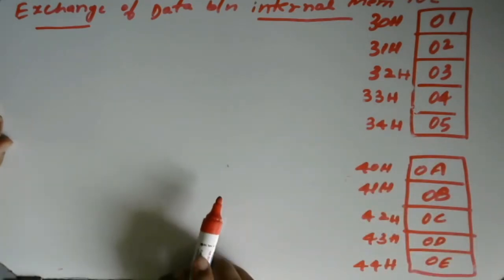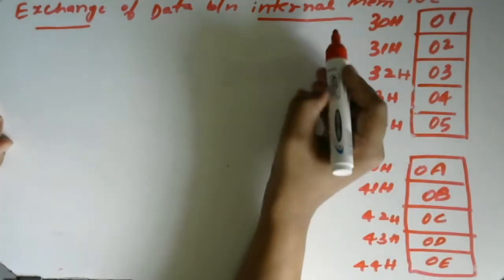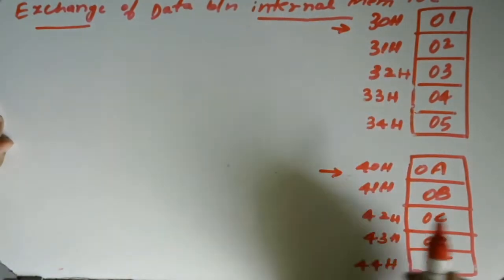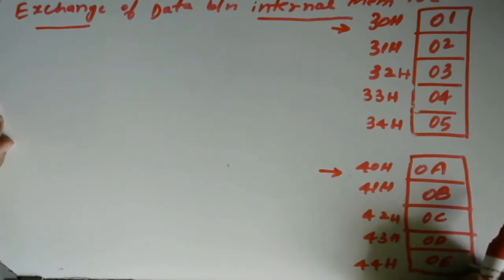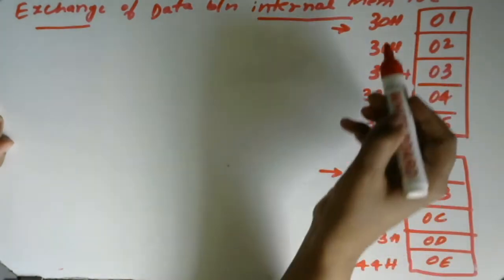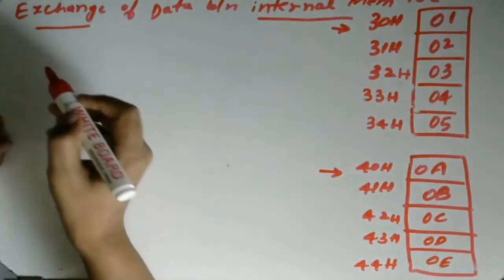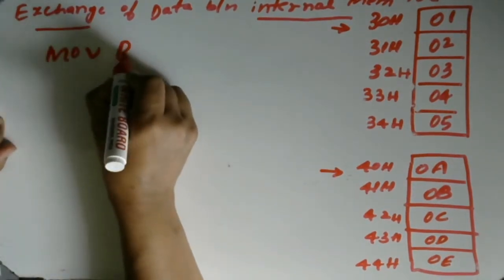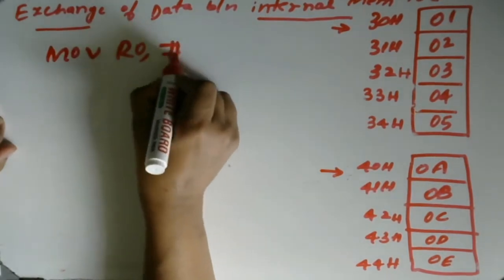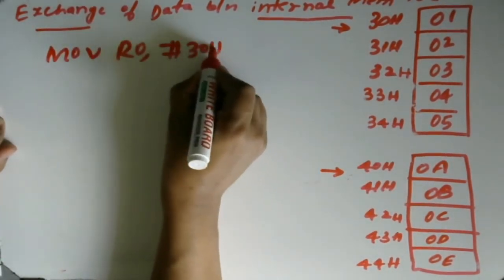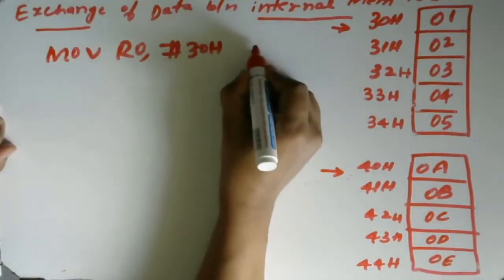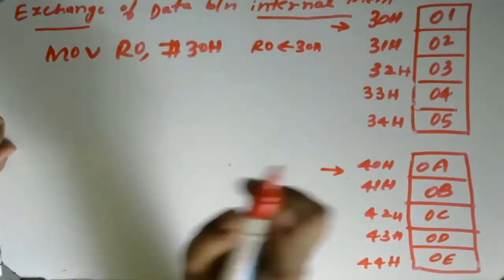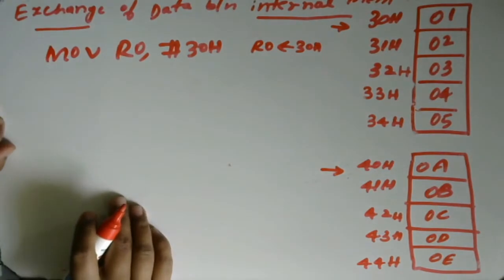For any block transfer program, first we need to initialize the pointer, meaning we need to tell the microcontroller where the data is stored. As we have seen, the first data is stored in the first memory location 30H, so for that we can use MOV R0, #30H. By using this instruction, R0 will have 30H. This is called the initialization of the pointer.